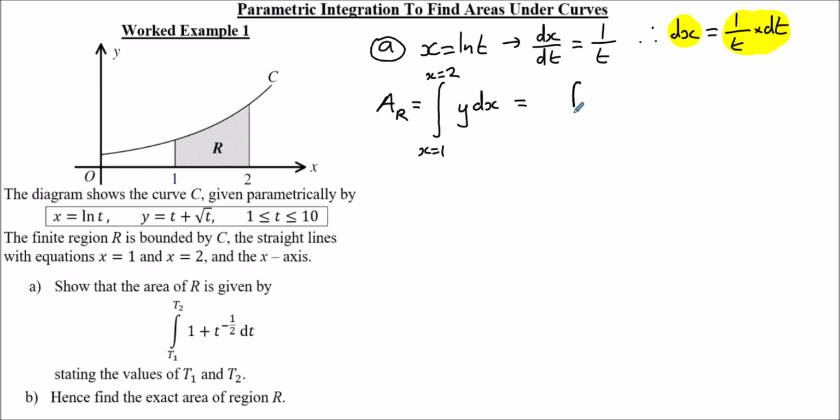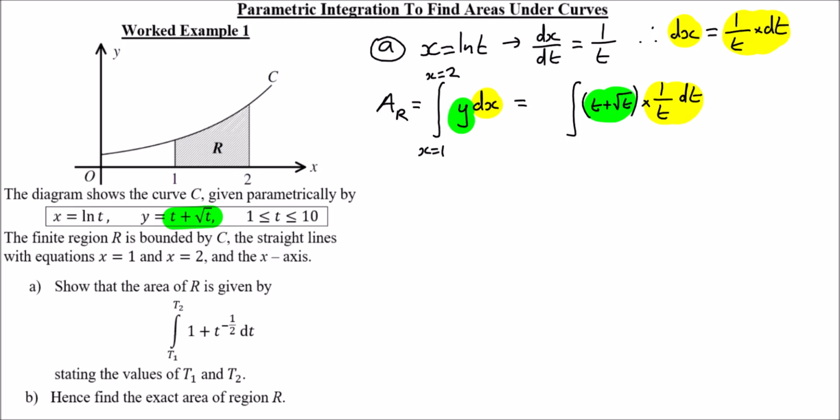Now of course y is t plus root t, and dx I've worked out in terms of dt, so we can fill this in as well. So we've got t plus root t times by 1 over t dt. And now we can also consider the limits of integration, changing from being in terms of x to being in terms of t. And dx, of course, is this thing here.